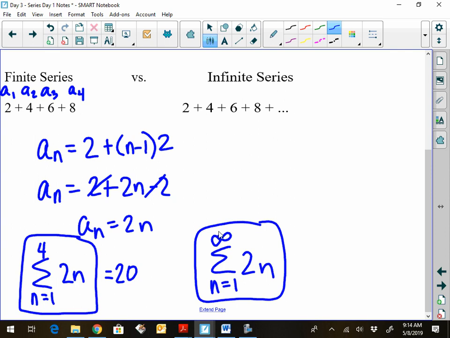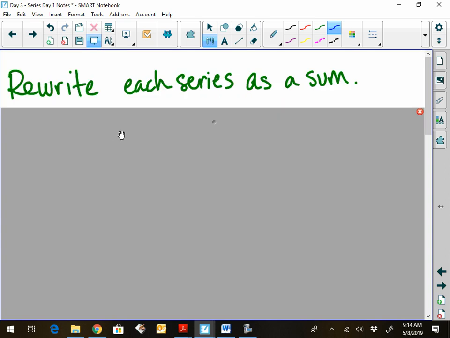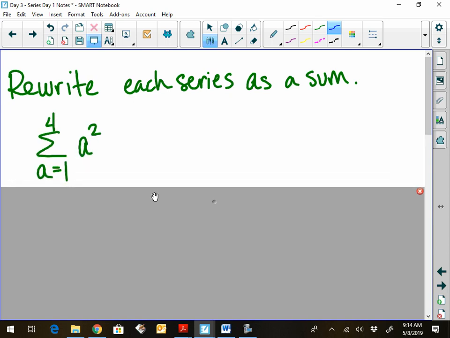So let's try a couple examples using these ideas. Okay, we're going to try to write things in sigma notation, and rewrite in different forms. All right, so rewrite each series as a sum. So here's our first one. I just want to know that we understand what this notation means, okay? So we have a equals 1 and it goes to 4. We want to find the sum of a squared.